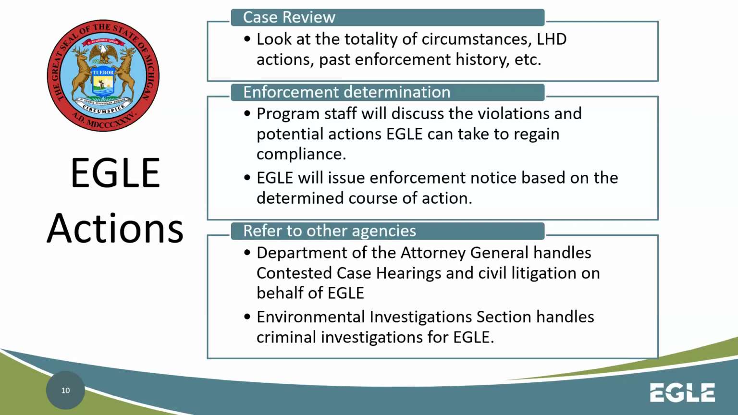Generally, once we determine a path forward, we'll set up a meeting with the local health departments or send an email saying, hey, this is what we're looking at pursuing, just to keep you guys in the loop on it. And we may occasionally refer it to other agencies. The Attorney General's office is for all of our court cases, and the EIS section for criminal investigations.